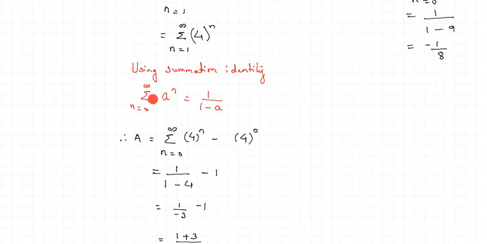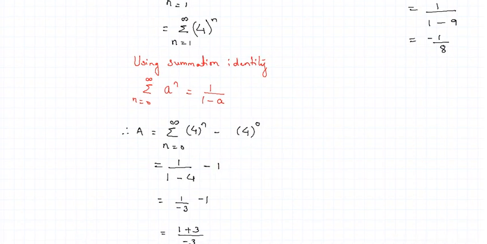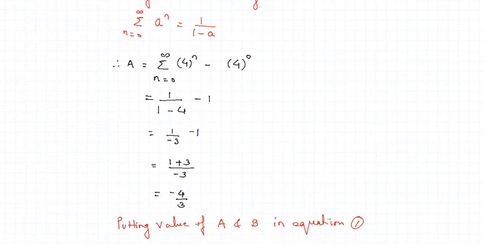So here these are now exactly compatible. So using the summation identity, this equation modifies to 1 upon 1 minus a, where a is nothing but 4. So 1 upon 1 minus 4. 4 raised to 0 is nothing but 1. So simplifying this summation, we get the value of the a part of the summation to be minus 4 by 3. So the a part of the summation has a value of minus 4 by 3.